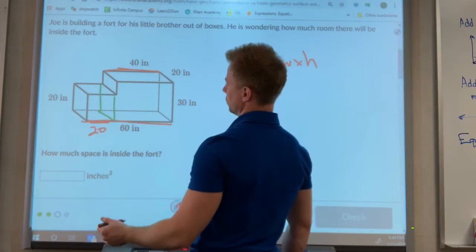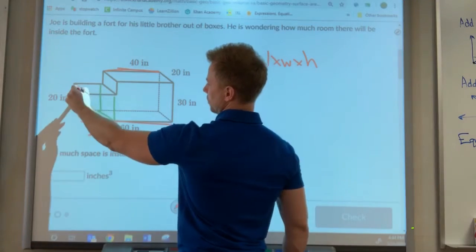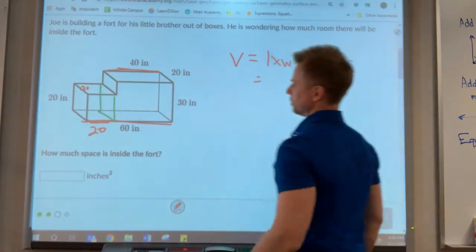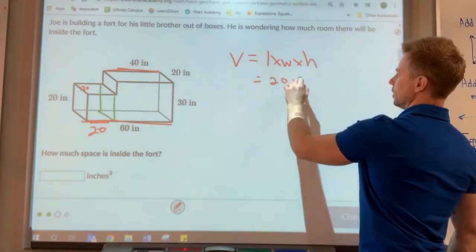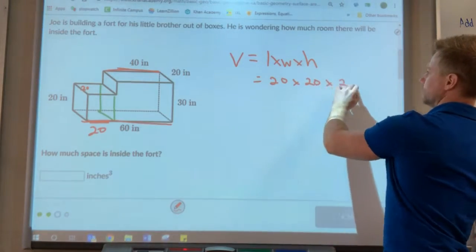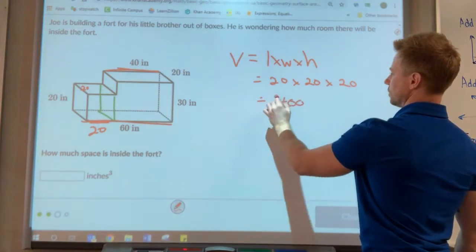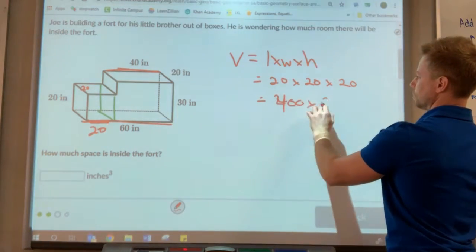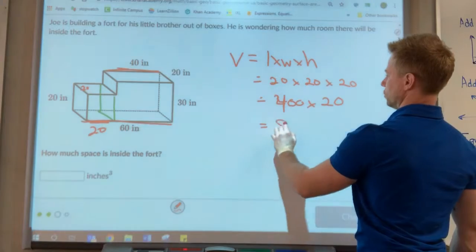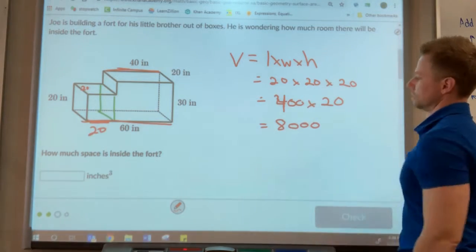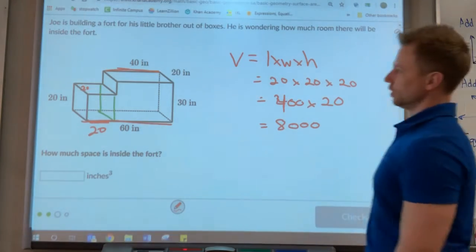and then what is our depth? 20 this way as well. So it'd be 20 times 20 times 20. So that would be 400 times 20, which would be 8,000. That's the volume of the little one.